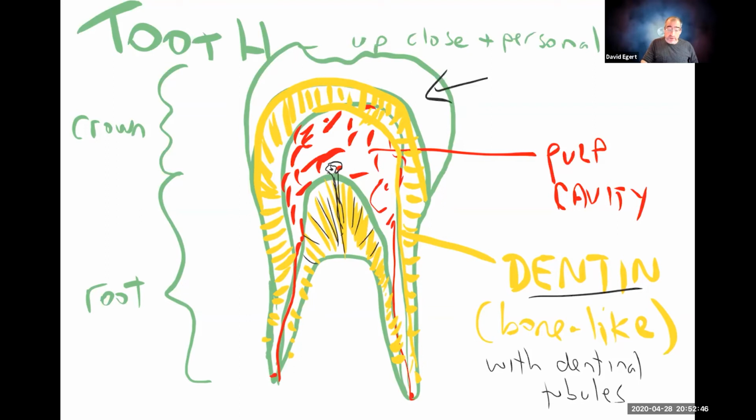The top of the crown is covered in enamel. Enamel is the hardest material in the human body. Assuming that you have fluoride in your diet, it will use fluoride. I don't know if you remember, hydroxyapatite was the mineral that makes up your bone. Enamel becomes what's called fluoroapatite.